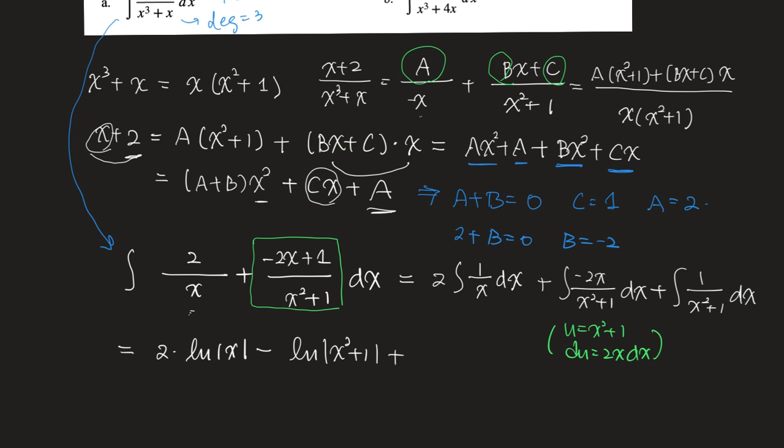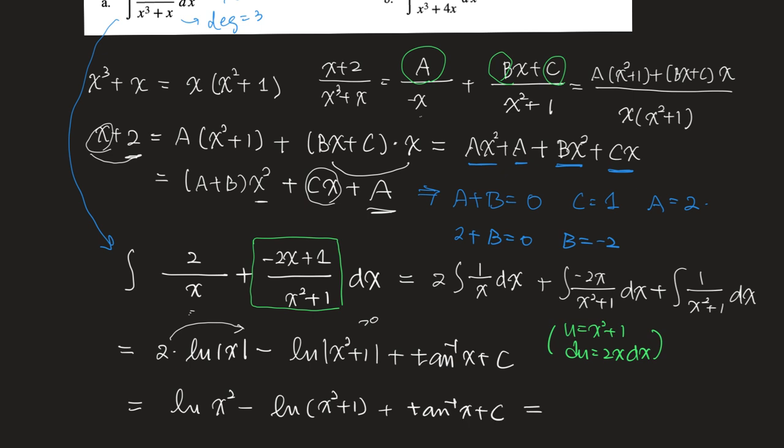And plus, what is the antiderivative of 1 over x squared plus 1? That's the arctangent. Okay, then you want to put this together. Here you go up the power, that's the property of log: ln x squared minus ln (x squared plus 1). I dropped the absolute value because this is positive. Here is arctangent x plus c. Another way, use a property of log: ln x squared over x squared plus 1, plus arctangent x plus c.